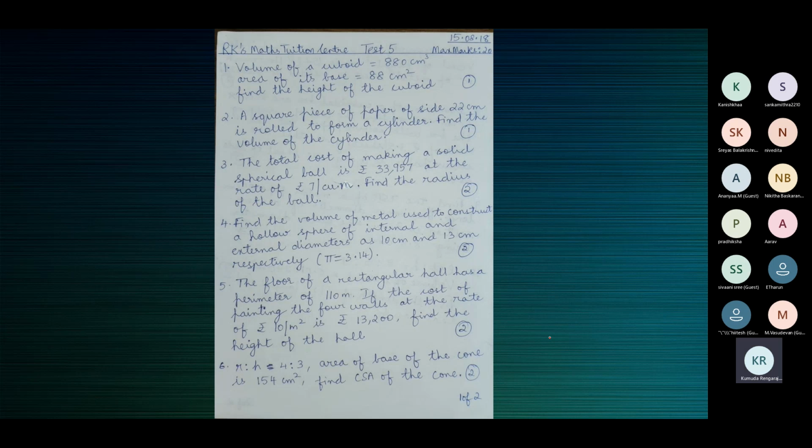All right, shall we see the answer for the fifth and sixth one? Are we ready with the answers for the fifth and sixth one, children? Okay, what's the final answer for the fifth one? 12 meters. Okay, and the CSA of the cone? Sixth question.